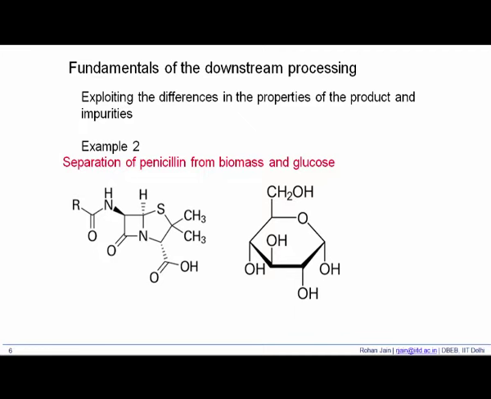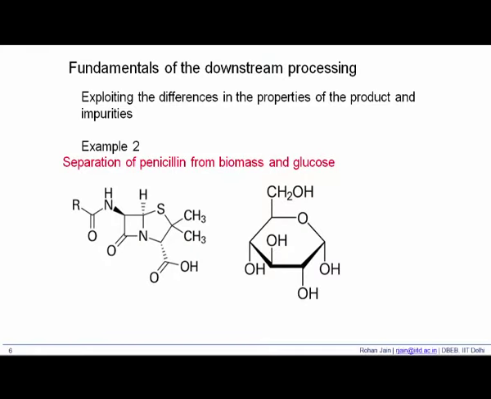As I was saying, penicillin and glucose, we cannot use size because they are very similarly sized molecules, as well as we cannot use density because they are both carbon based. So, their density difference would not be much. So, now we have to think what are the other properties that we can use.